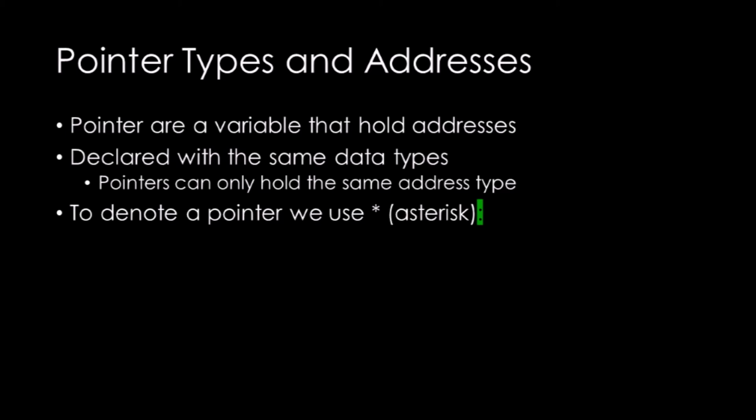A pointer is declared using the same data type as variables. To show the data type is a pointer, we add an asterisk. A particular pointer type can only store addresses of the same value type. This means, for example, int pointers can only store int addresses.